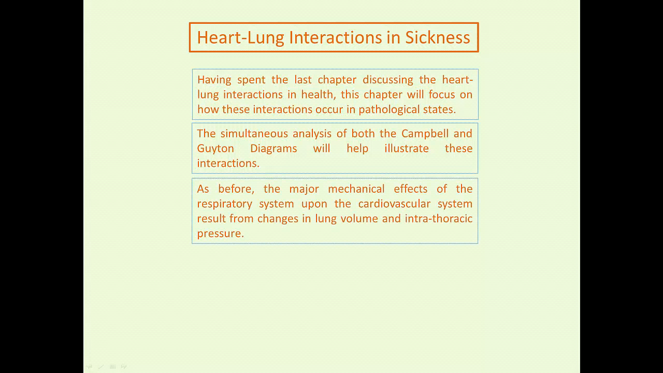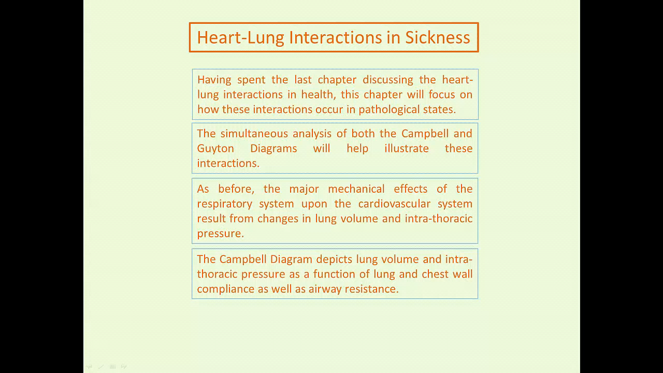Like the Venn diagram we considered in Chapter 3, the major mechanical effects of the respiratory system upon cardiovascular systems are changes in lung volume and changes in intrathoracic pressure. And again, I'm essentially ignoring, which is maybe a little bit of an oversimplification, neurohormonal effects. I'm ignoring sympathetic effects that occur during these disease states. But again, the point of my entire website is to focus on these classic mechanical interactions and pressures and flows and volumes.